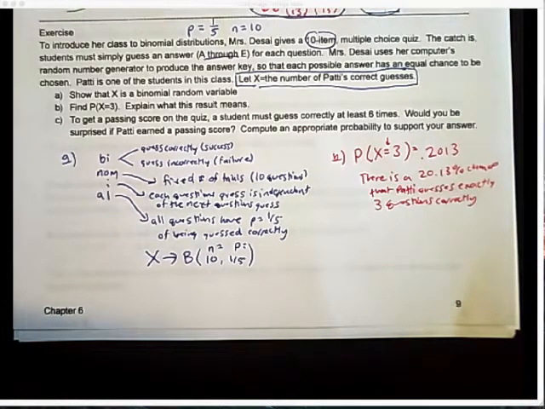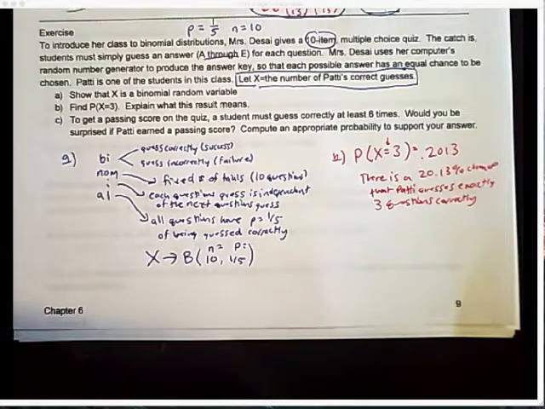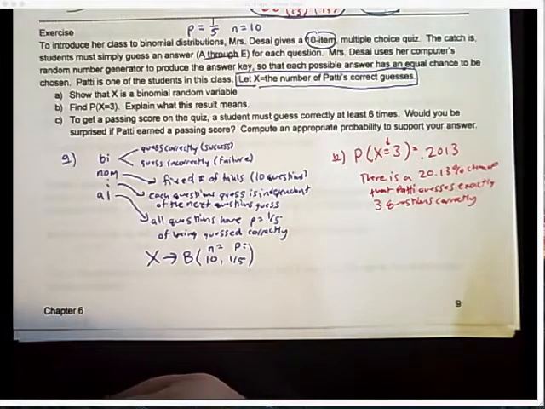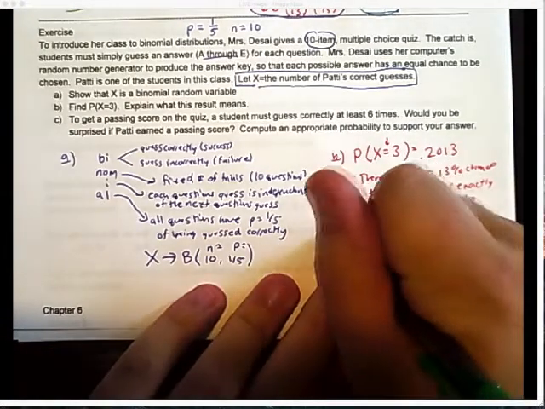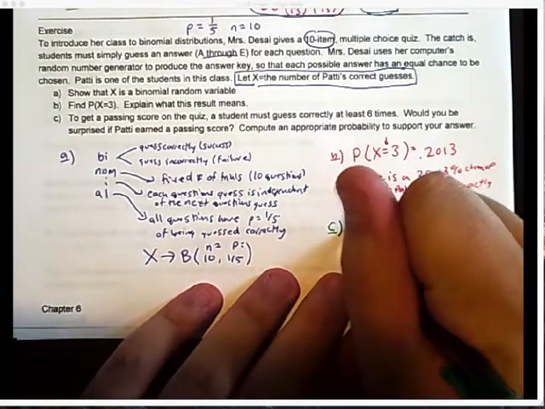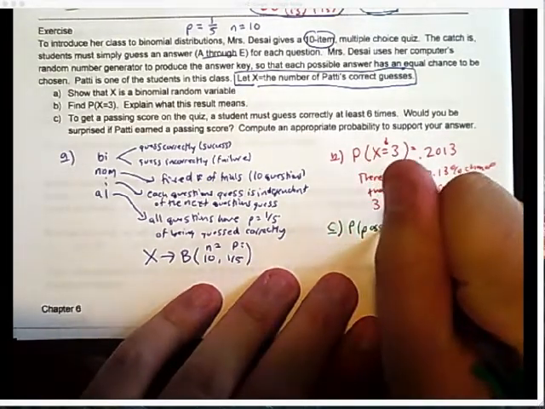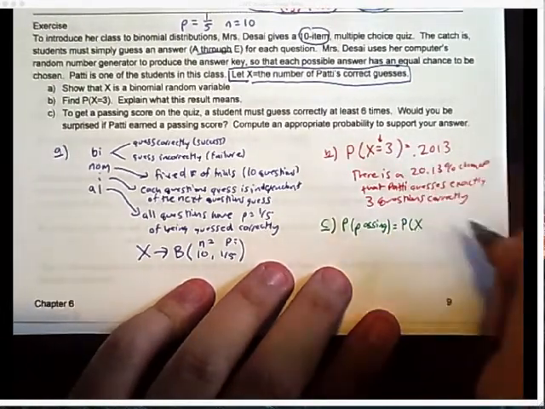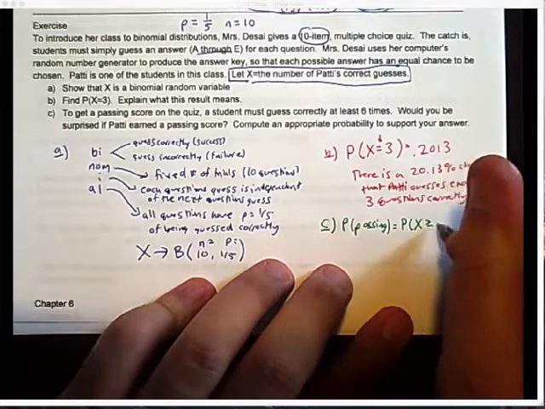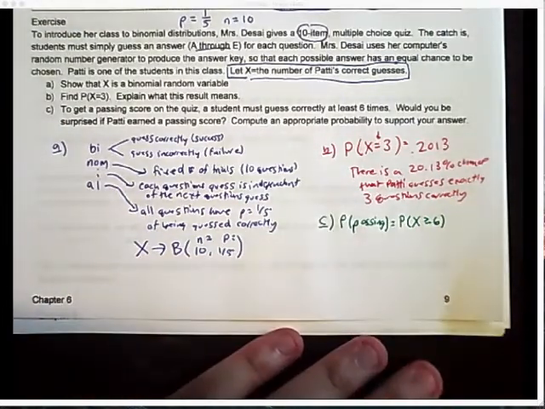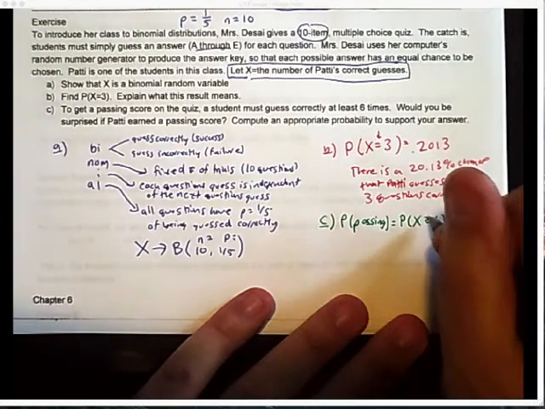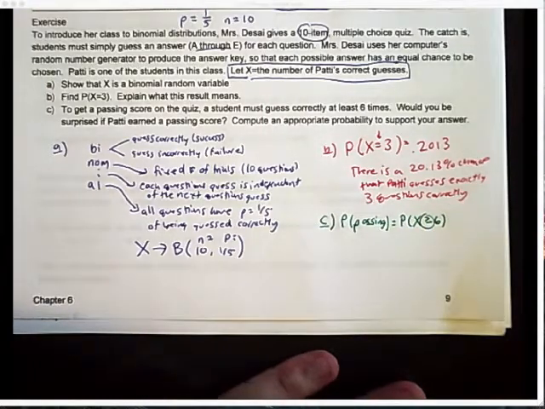All right. So, part C. To get a passing score on a quiz, a student must guess correctly at least 6 times. Would you be surprised if Patty earned a passing score? So we have to figure out the probability of getting a passing score. The probability of getting a passing score is the same as the probability of getting 6 or more questions right. So we're trying to find the probability that X is greater than or equal to 6. Well, there's no button in our calculator that does a greater than.